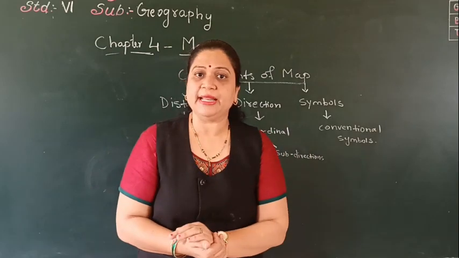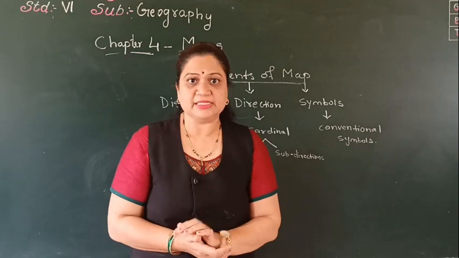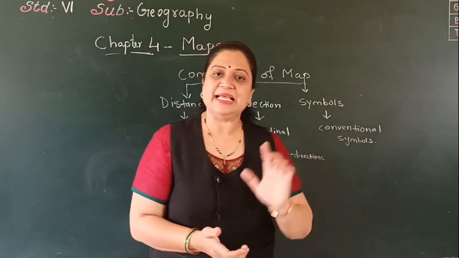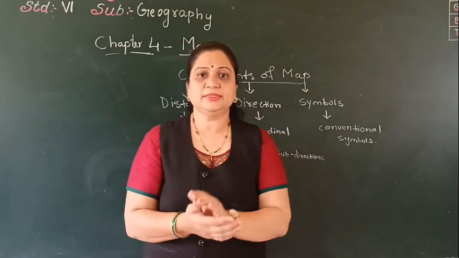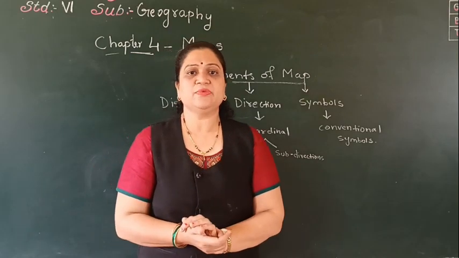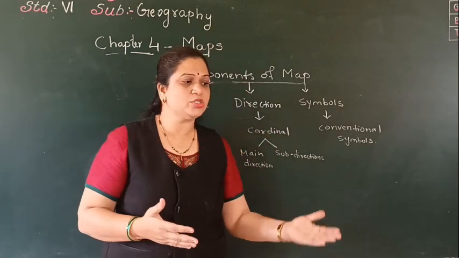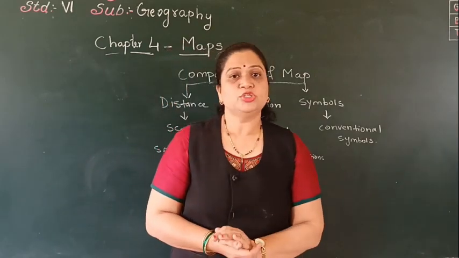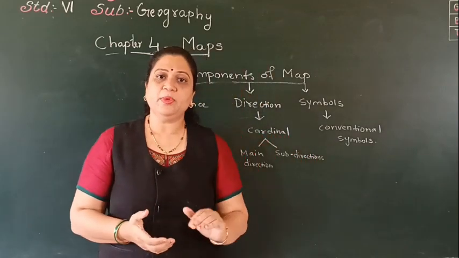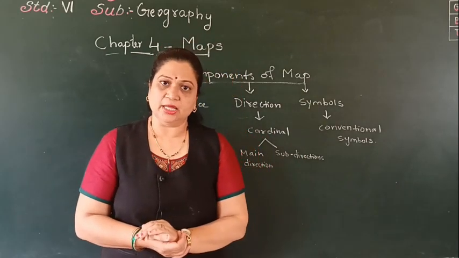So how to show the 10 kilometers? You will use some scale to show the 10 kilometers. Now you can show 1 centimeter as 1 kilometer. So 10 kilometers can be shown with 10 centimeters. So children, this way the scale is used to show the actual distance on the ground on the map. So what is scale? Scale is the ratio between the actual distance on the ground and the distance shown on the map.